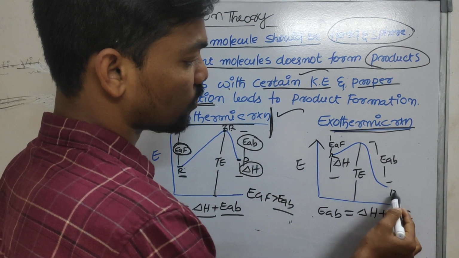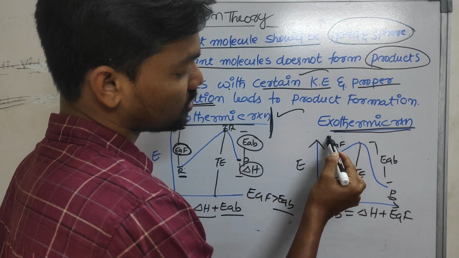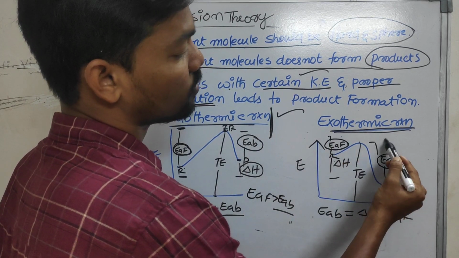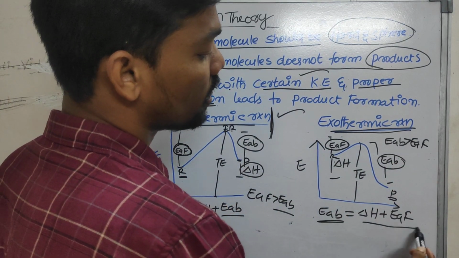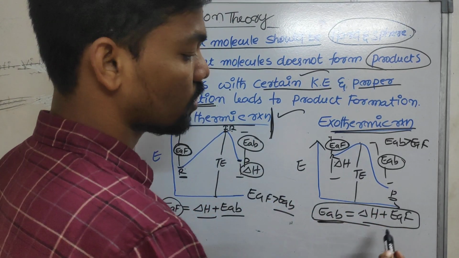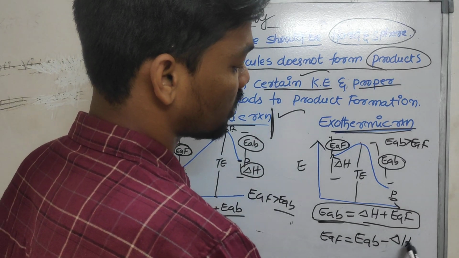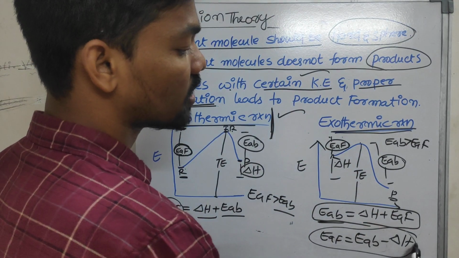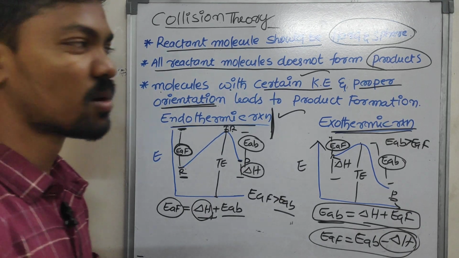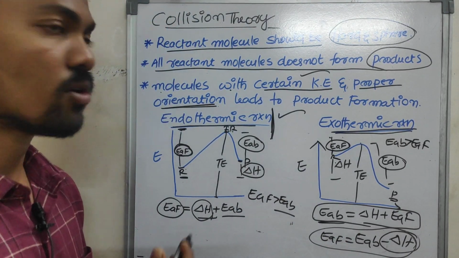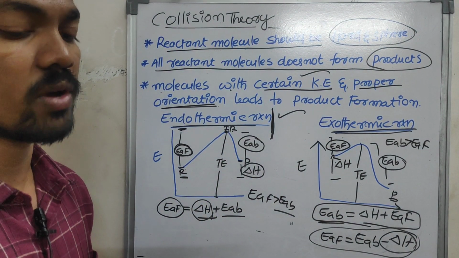So this is reactant, this is product. Here EAB is more, it means EAB is greater than EAF. So finally EAB is equal to delta H plus EAF. If you want to find EAF, it is EAB minus delta H. In exothermic reaction delta H will be negative, and in endothermic reaction delta H will be positive. That is the main reason. You are getting my point.